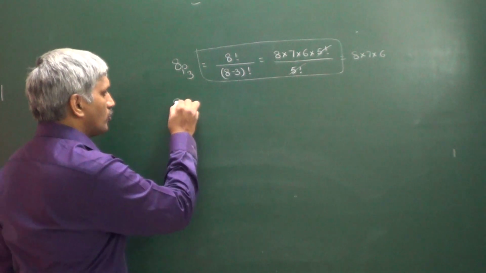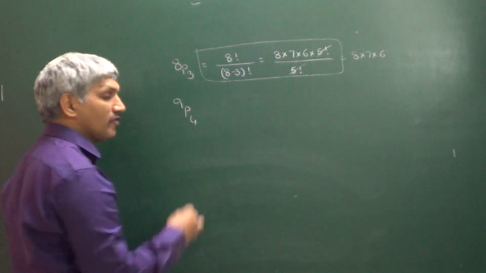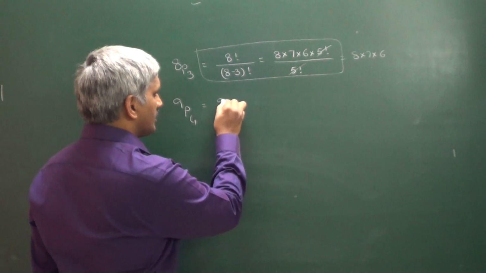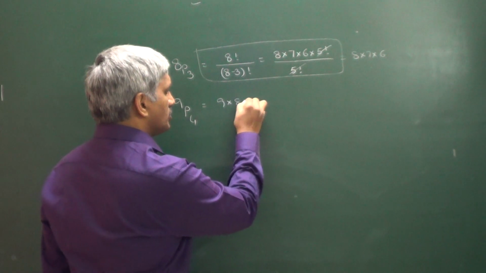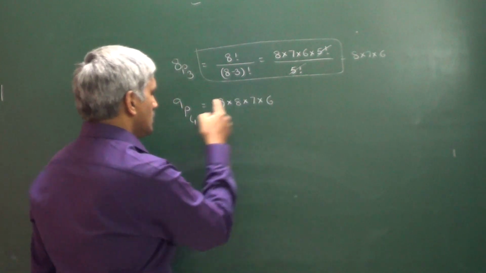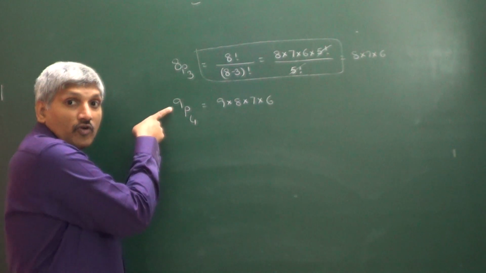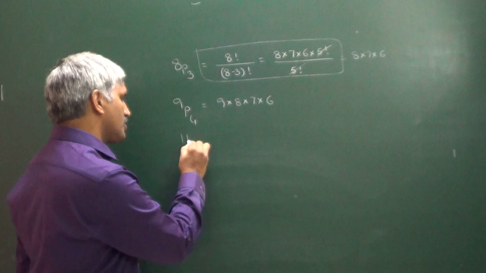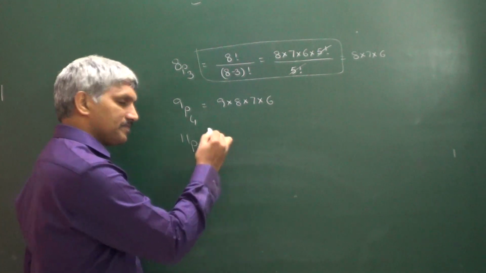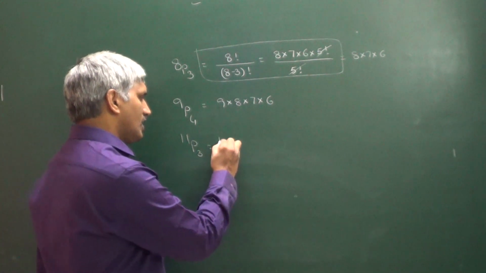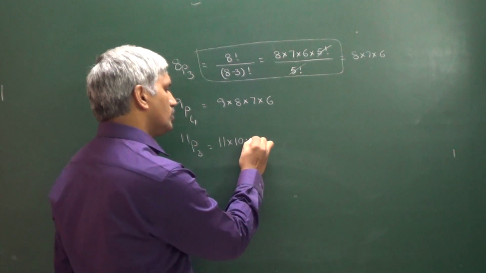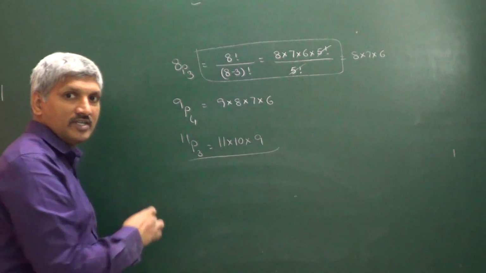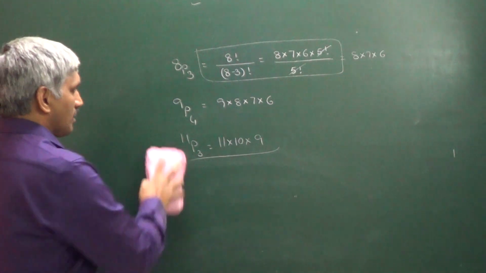Suppose you want to find out the value of 9P4. 9P4 is nothing but 9 into 8 into 7 into 6. Starting from 9, 4 consecutive numbers multiplication. Suppose you want to find out the value of 11P3. What can we write? 11 into 10 into 9. Starting from 11, 3 consecutive numbers multiplication.